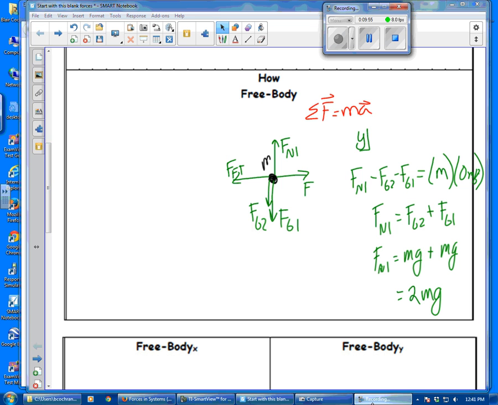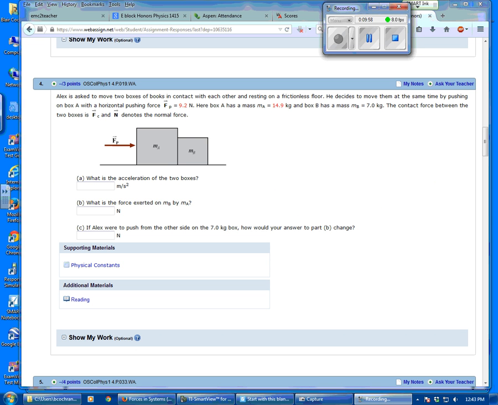Alright, so we're going to do number 4. Alex was asked to move 2 boxes, frictionless floor. Oh, sorry, it's the other Alex. So I move them at the same time by pushing on box A with a horizontal force. So they want to know the acceleration of the system, the force exerted on the smaller one by the larger one, and what if you pushed from the other direction instead? Alright?